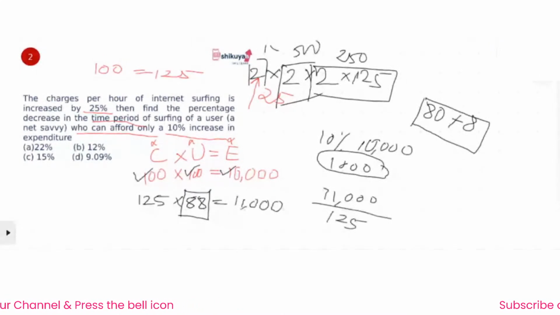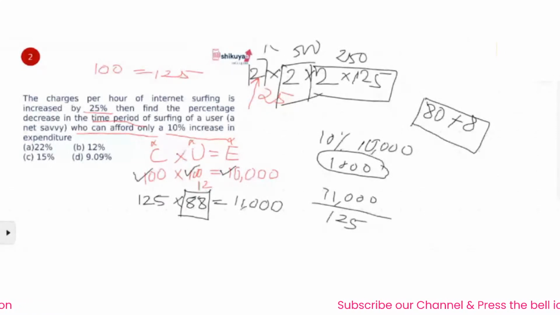That means there is a reduction of 12%. There is a reduction of 12% during internet usage, which is option B.